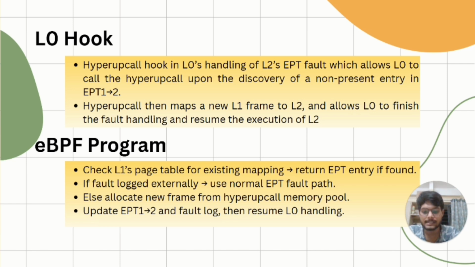It first checks the L1 page table for an existing mapping. If one is found, it returns it immediately. If the fault has been logged externally, it follows the normal EPT path. Otherwise, it allocates a new frame from the pool, updates EPT 1-to-2 and the fault log, and resumes normal execution.